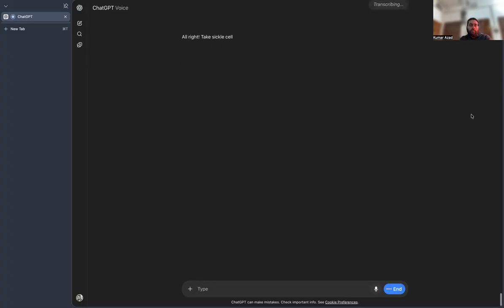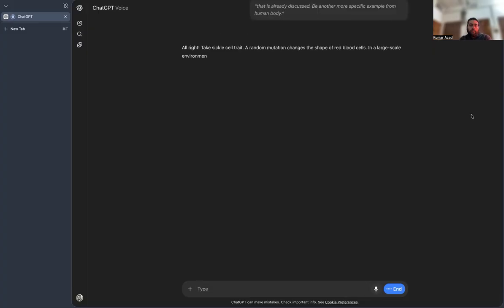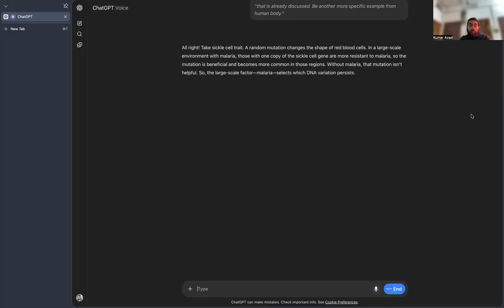All right, take sickle cell trait. A random mutation changes the shape of red blood cells. In a large scale environment with malaria, those with one copy of the sickle cell gene are more resistant to malaria, so the mutation is beneficial and becomes common in those regions. Without malaria, that mutation isn't helpful. So the large scale factor, malaria, selects which DNA variation persists.